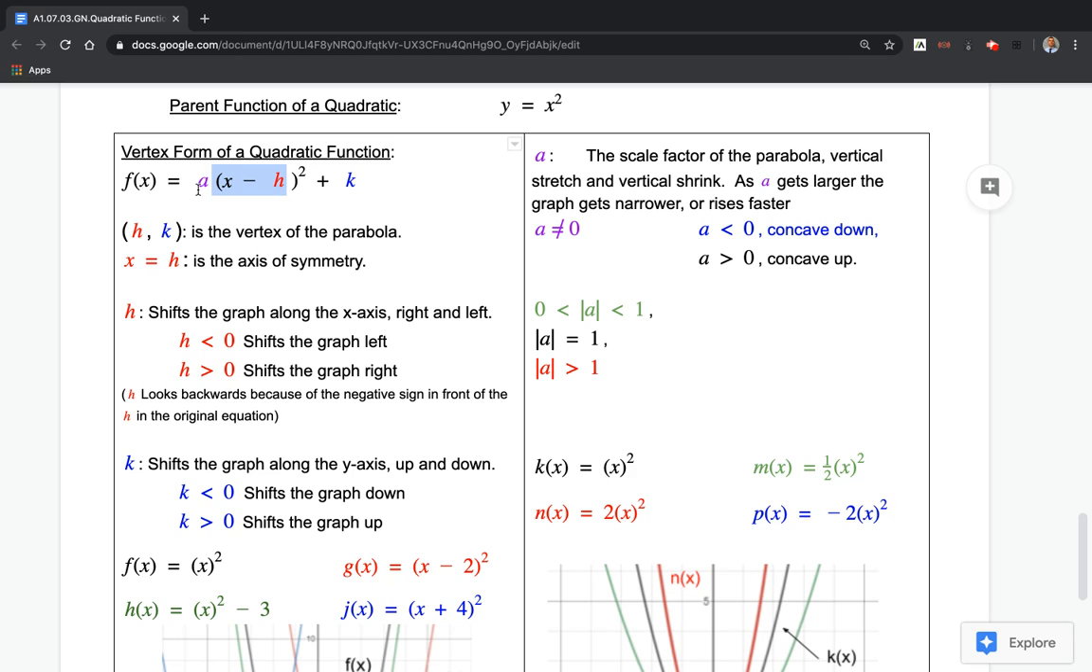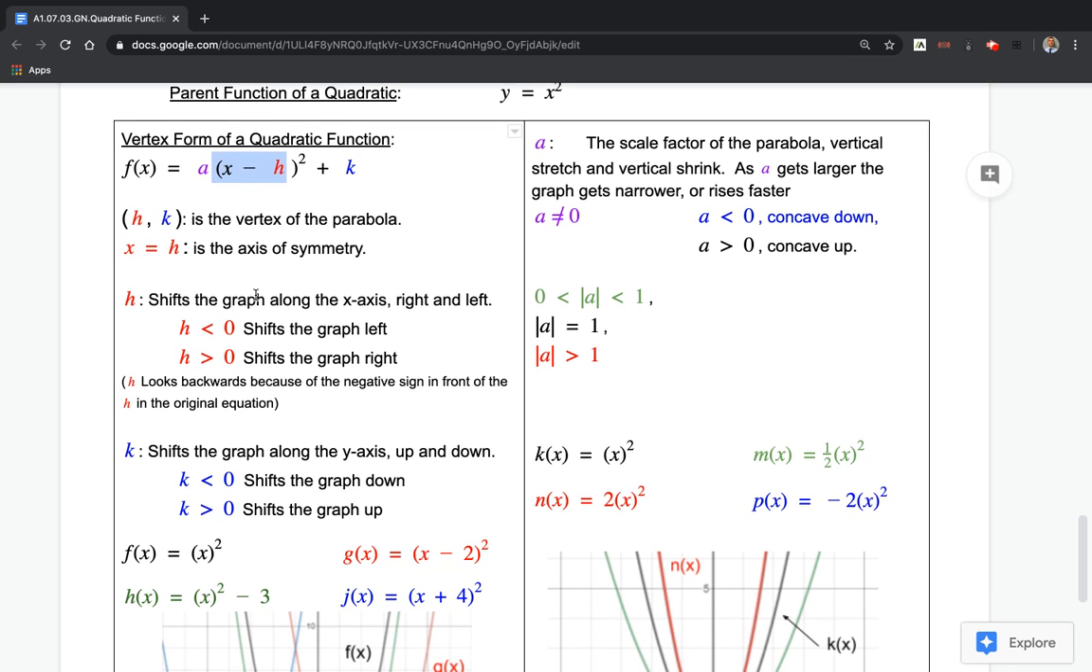And that a value is going to act the same way that it has for the standard form and also for factored form. The reason that this is called vertex form is because the (h, k) is the vertex of the parabola. So we can tell right from the equation exactly where our vertex is. We don't have to calculate it. And x equals h is also the axis of symmetry.